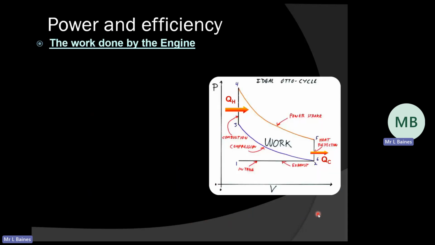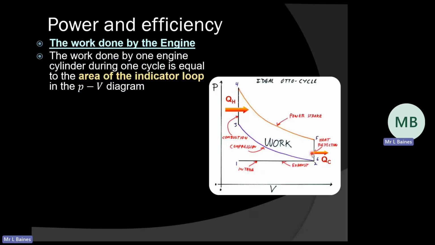Now let's have a look at the work done by my engine. We looked at these PV diagrams. We've spoken extensively about the area under the graph being the amount of work. And we've talked about these closed loops and the idea that if we want to work out the amount of work the engine is doing, we need to work out the area of that loop. So the area of my indicator loop.